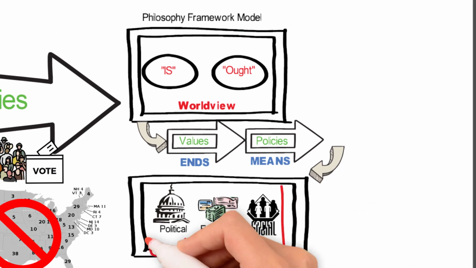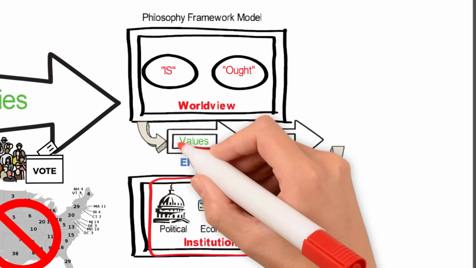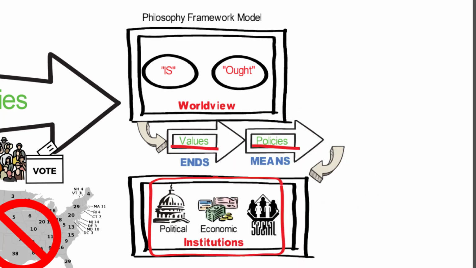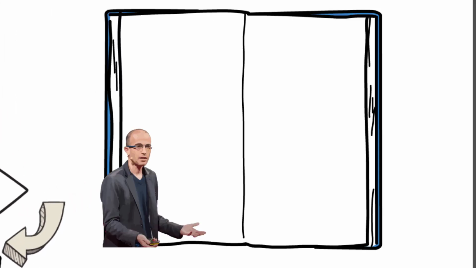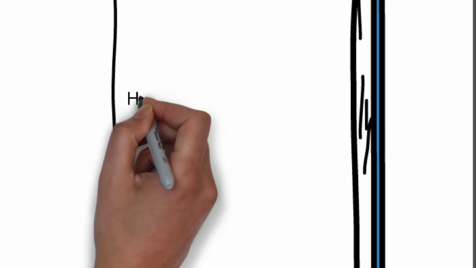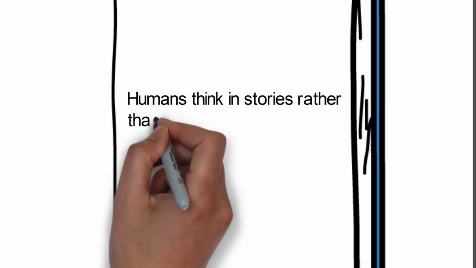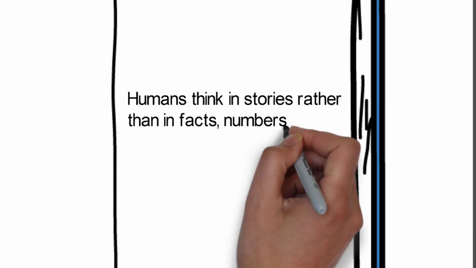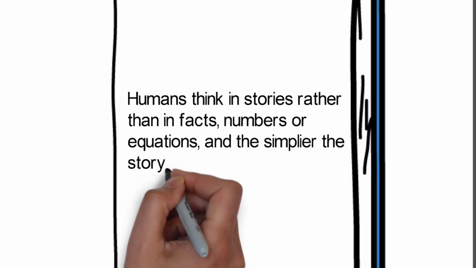But anyway, the reason that's important is because the institutions that we have are built upon the policies, and the policies work their way back to the values. So the values work their way forward again into the institutions also. The other thing that Harari warns us about, in the first sentence of his chapter on disillusionment, which is the first chapter, is that humans think in stories, rather than facts and numbers or equations. And the simpler the story, the better.